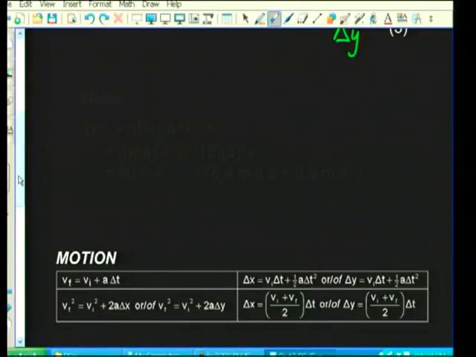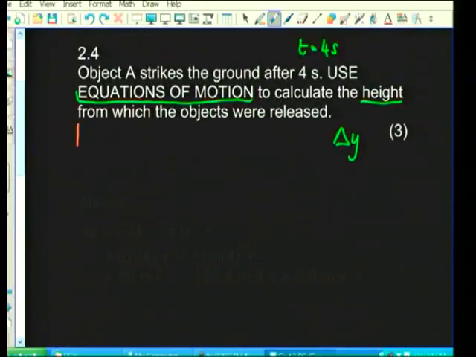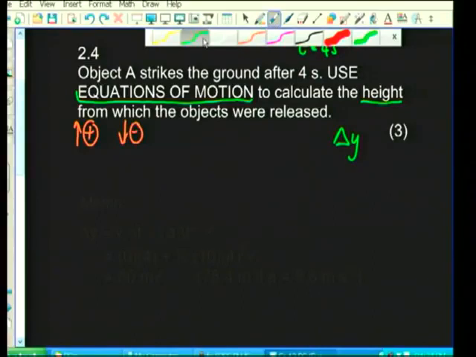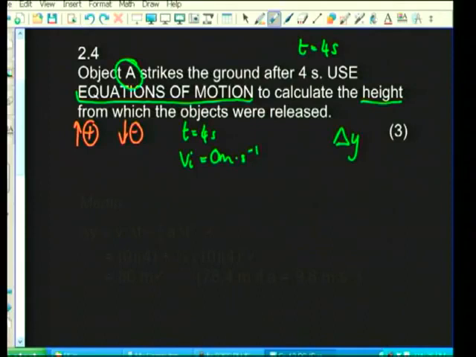Let's head down, and once again you're going to go and look at your data sheet and find the equations of motion. Now once more I want to choose direction, and I'm going to say up is positive, down is negative. Then let's write my list. We had t is equal to 4 seconds. We have initial velocity. Now what was the initial velocity? This was for object A. Object A was released from rest, so its initial velocity will be 0 meters per second. We also know that it's going to be under the influence of gravity, so a is something I know as well, 9.8 meters per second squared, because it's an acceleration.